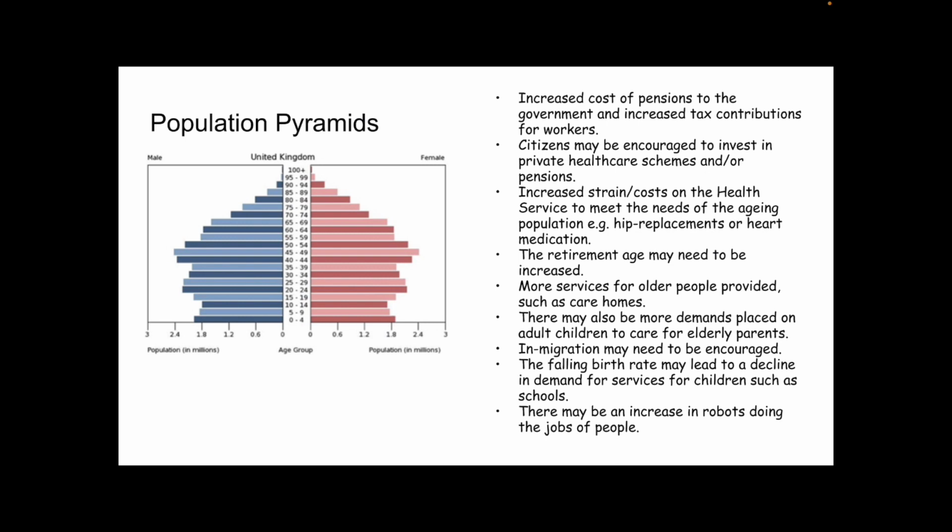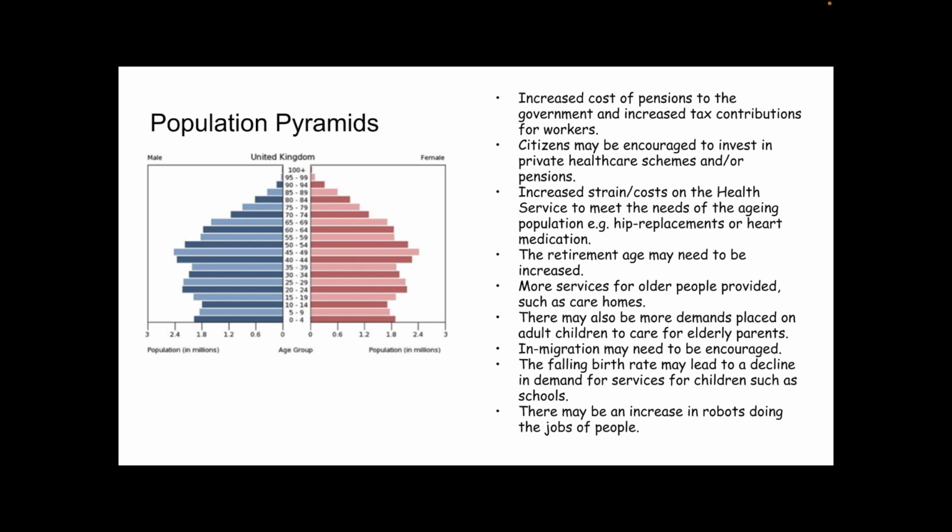Retirement age might need to be increased, and it has actually already happened in a lot of countries, ourselves included. As well as the health service, other services, so care homes, meals on wheels, these kinds of things. Also more demands on adult children to look after elderly parents, parents that are living for a lot longer. We might also need to encourage migration into the country, so in-migration, in order to fill some job vacancies and to help meet the needs of everybody. And actually the birth rate falling might lead to a decrease in the demand for a lot of our young children services, such as schools and maternity wards and things like that.